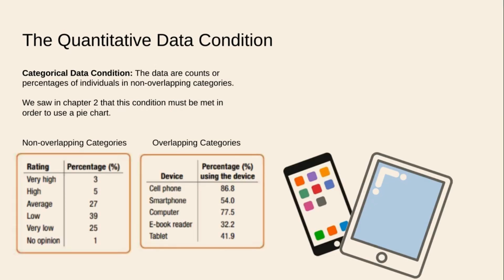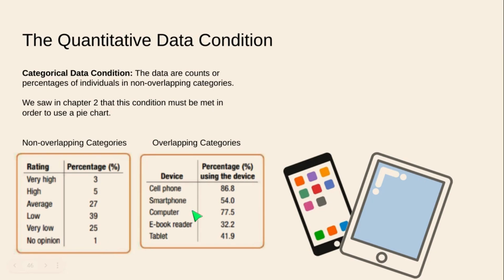All right, we're going to talk about the quantitative data condition. You'll remember the categorical data condition, that the data are counts or percentages of individuals in non-overlapping categories. We saw this condition had to be met in order to use a pie chart, okay? So these data right here constitute non-overlapping categories. You have percentages that add up to 100%. Those are non-overlapping categories.